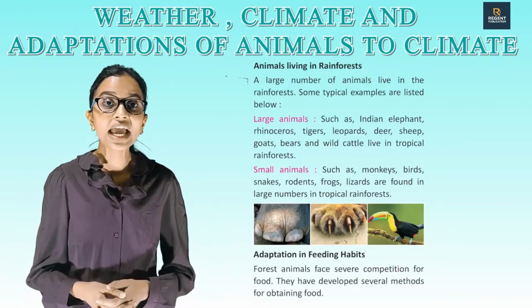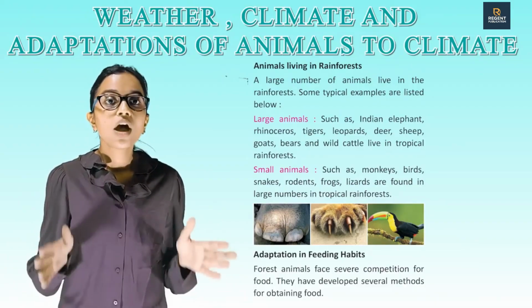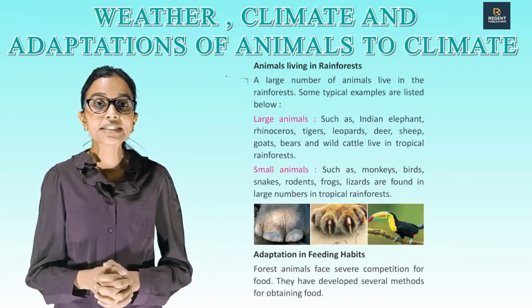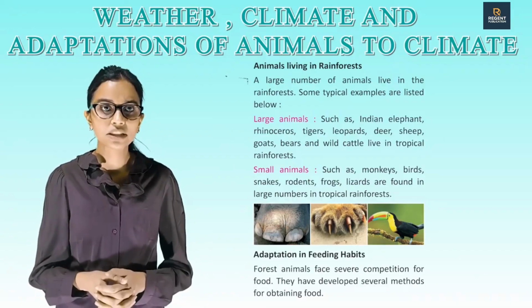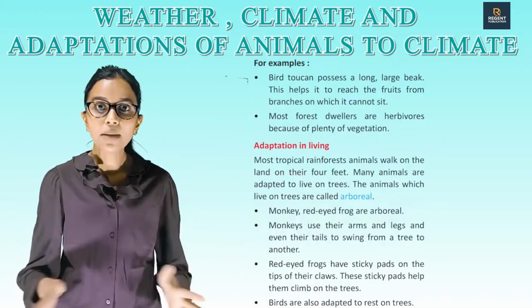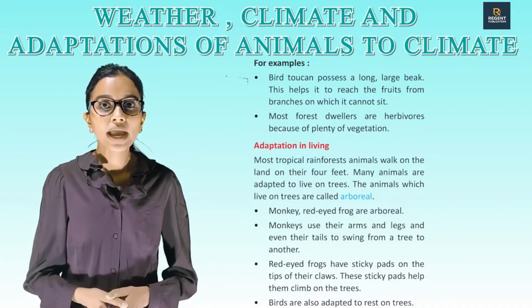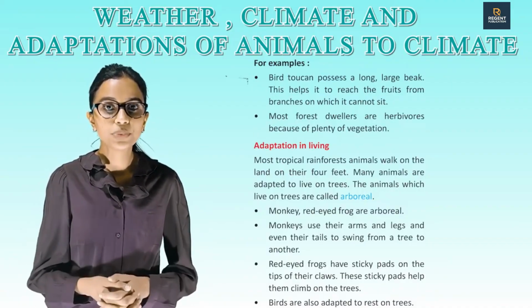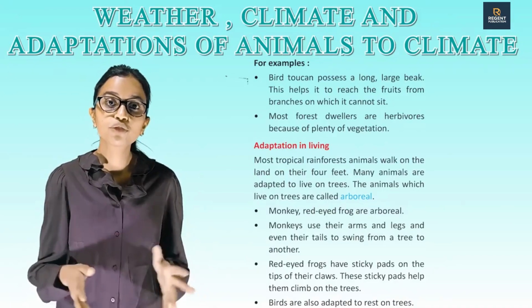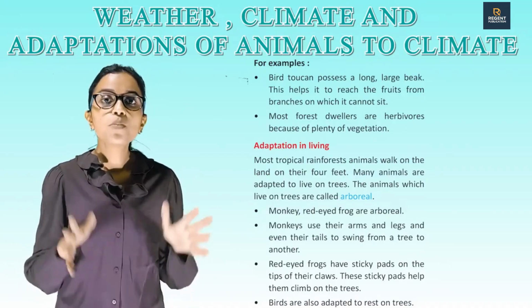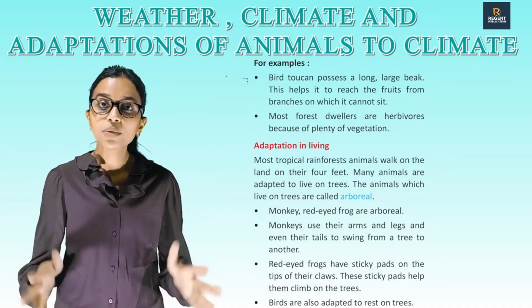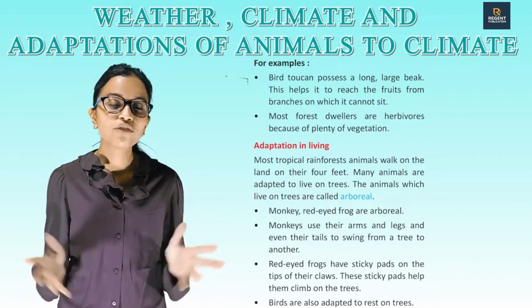Adaptation in feeding habits. Forest animals face severe competition for food. They have developed several methods for obtaining food. For example, the bird toucan possesses a long, large beak. This helps it to reach the fruit from branches on which it cannot sit. Most forest dwellers are herbivores because of plenty of vegetation.